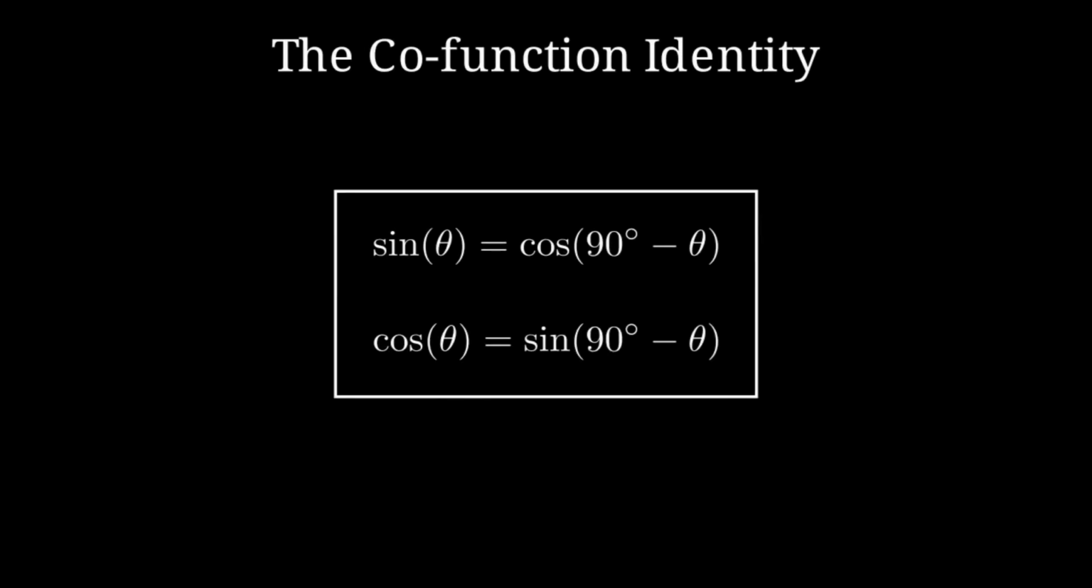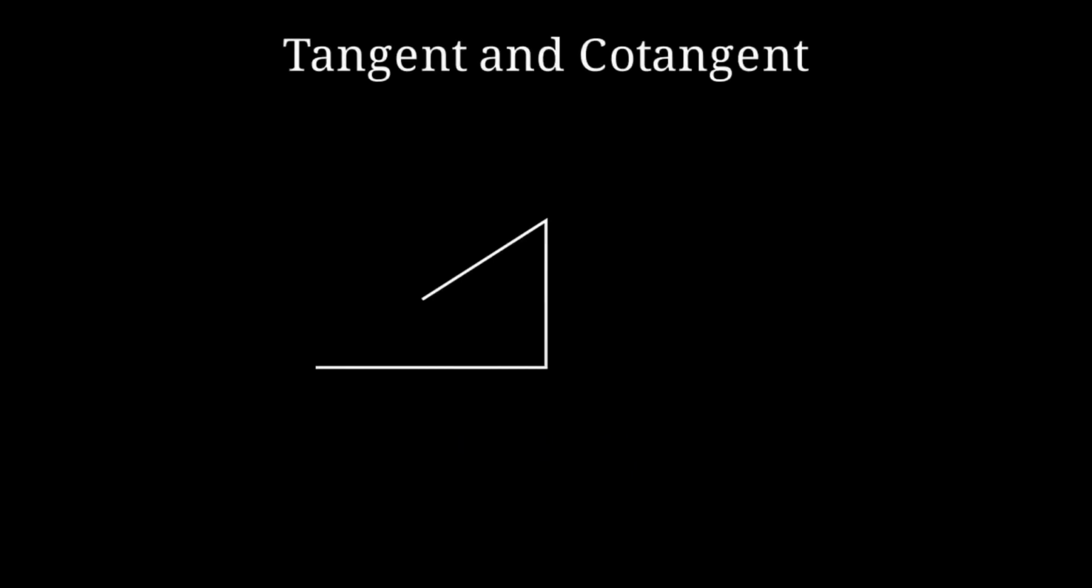The co in cosine literally stands for complementary. It tells us that the function of an angle is equal to the cofunction of its complement. This applies to sine and cosine, as well as other pairs. The pattern continues with tangent and cotangent.